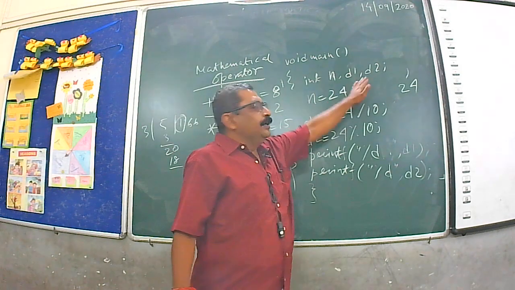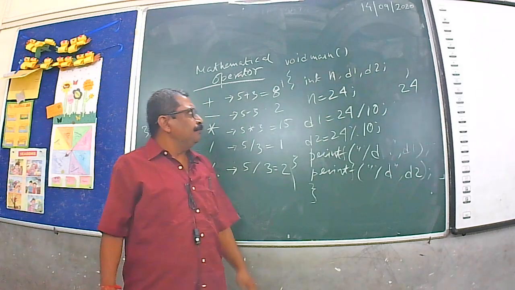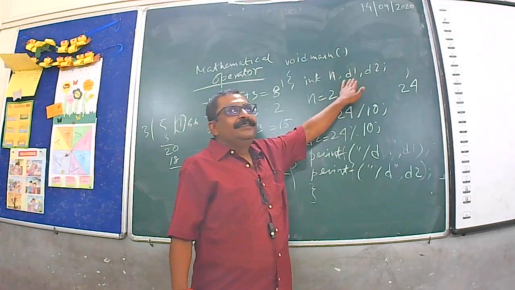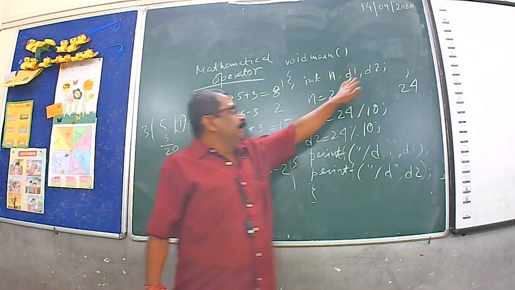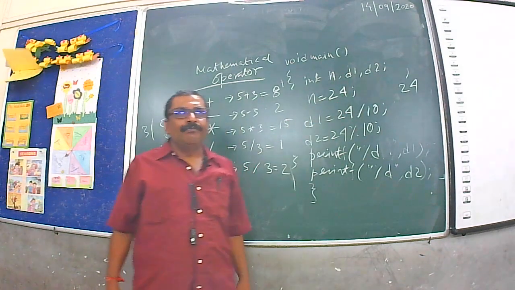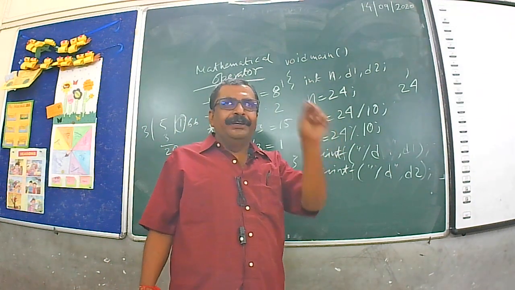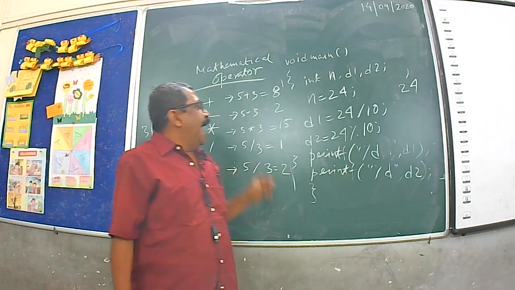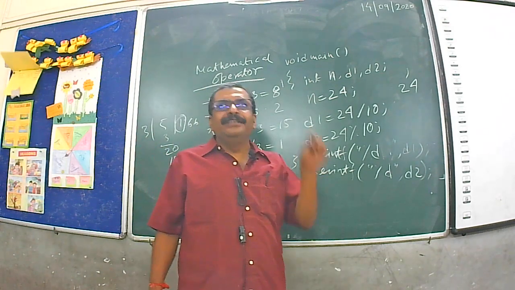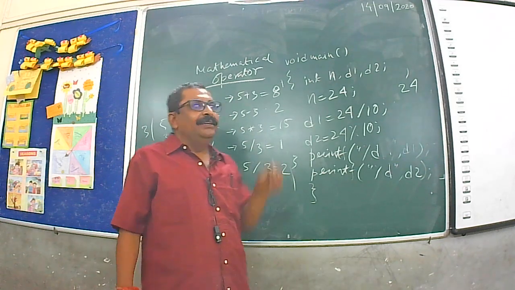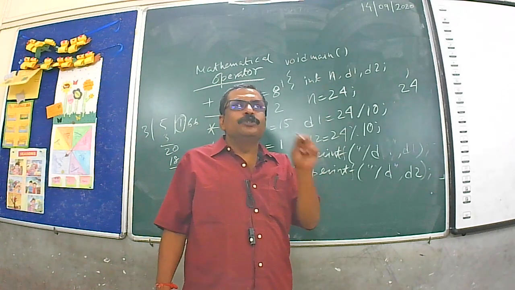n, d1, d2, 3 variables. n is the number, d1 is digit 1 and d2 is digit 2. What do I have to do? We have to store 24 in a variable, and d1 is digit 1 where the first digit is stored, and d2 is the second digit to be stored.